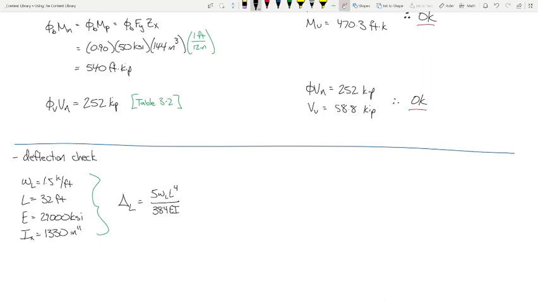All right. Now, in order to compute that, we have 1.5 kips per foot. The length is 32 feet to the fourth over 384, 29,000 ksi, and then 1330 inches to the fourth. Anybody see a problem?